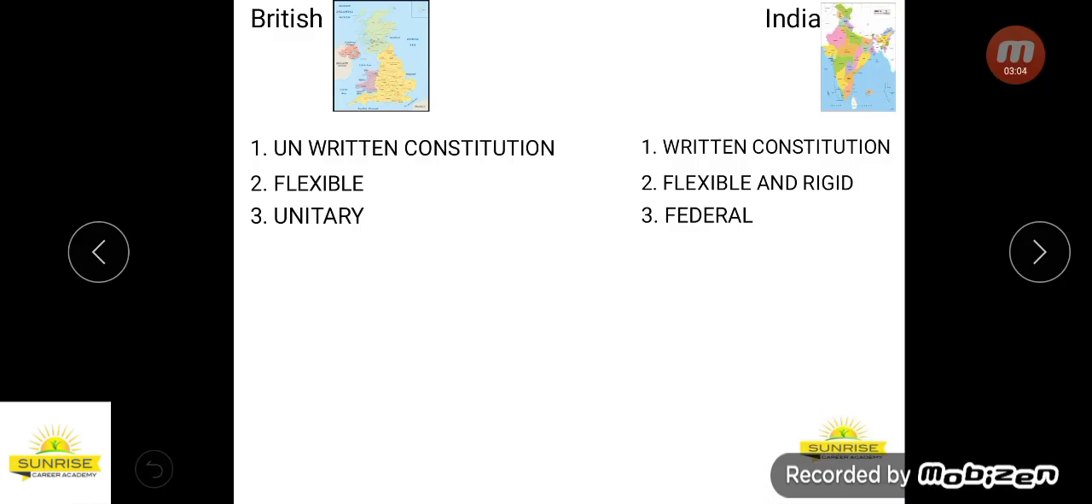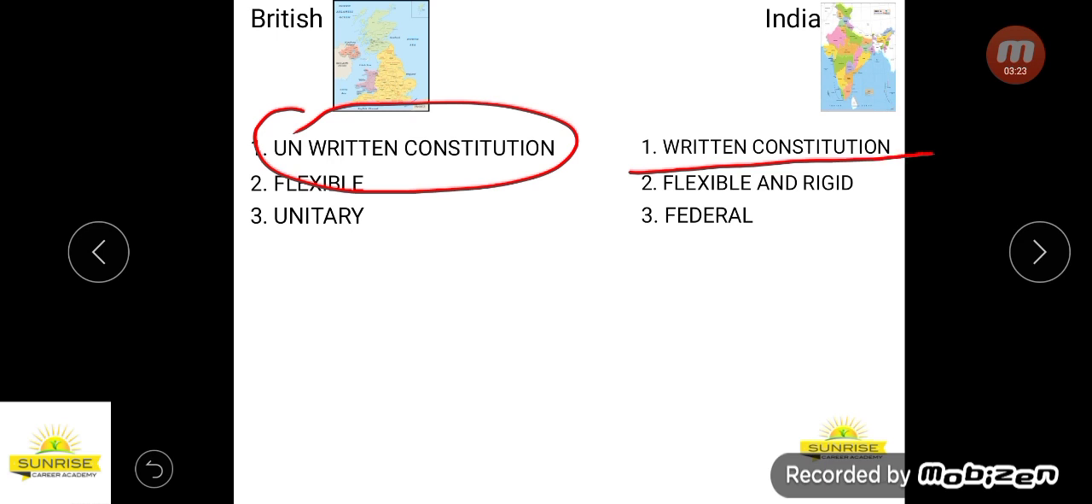If we are talking about the comparison, on one side we have Britain, and on the other side we have India. One of the most important features of the British constitution is its unwritten character. Britain has an unwritten form of constitution, and India has the world's lengthiest written constitution. This is a very important point if you are preparing for civil services. There is no such thing as a written, precise, and compact document which may be called the British Constitution.